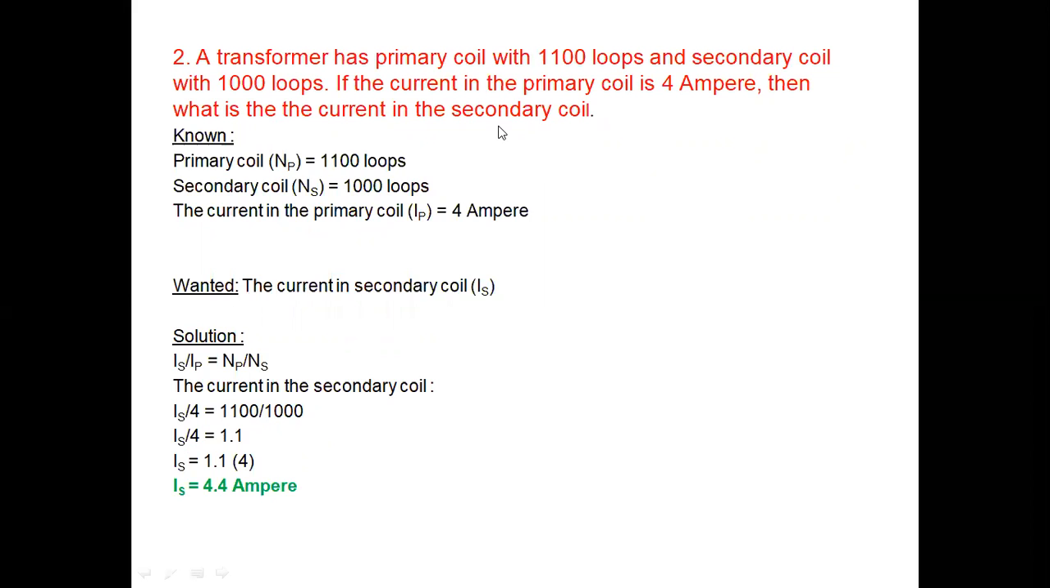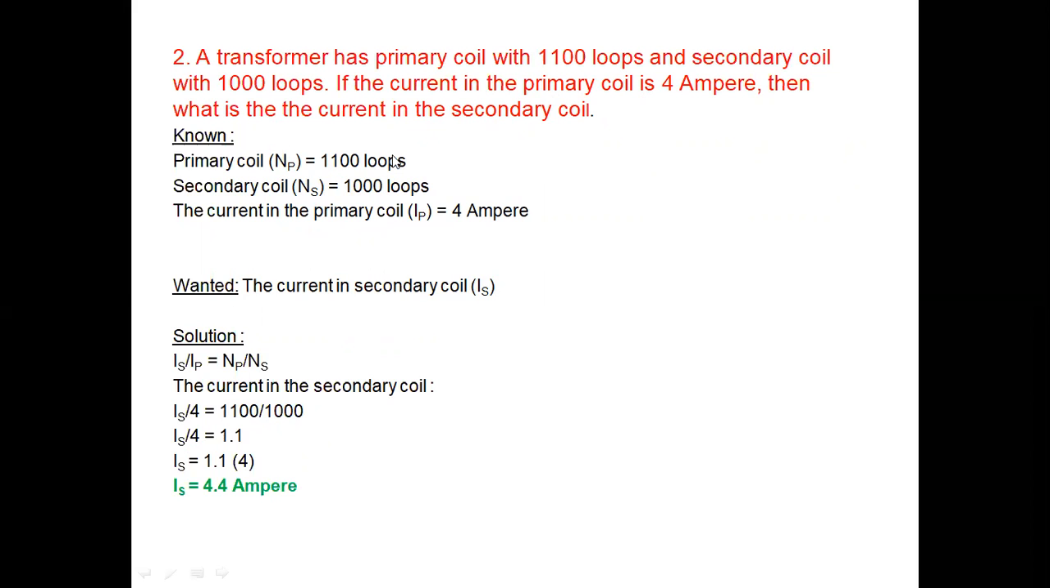Again here, the numbers of turns for primary and secondary are given. So NP and NS are known to us. Primary current is given as 4 ampere, so IP is known to us. Current in the secondary coil is required to be calculated, so IS is unknown for us.